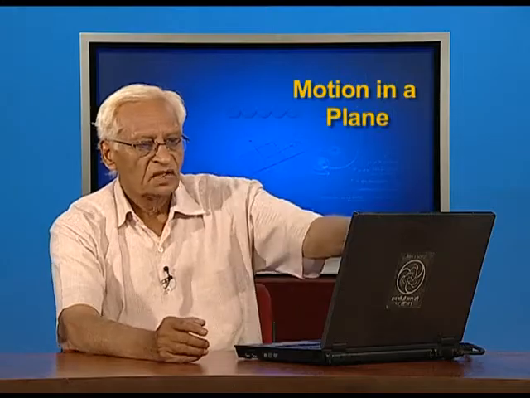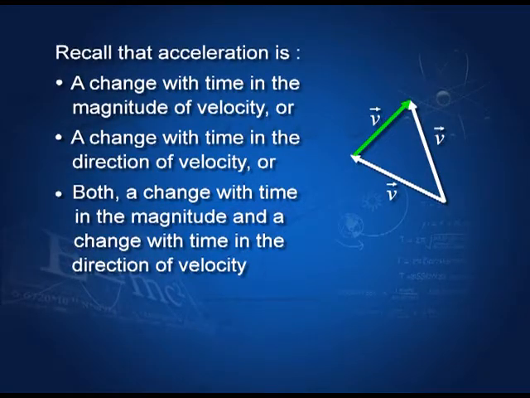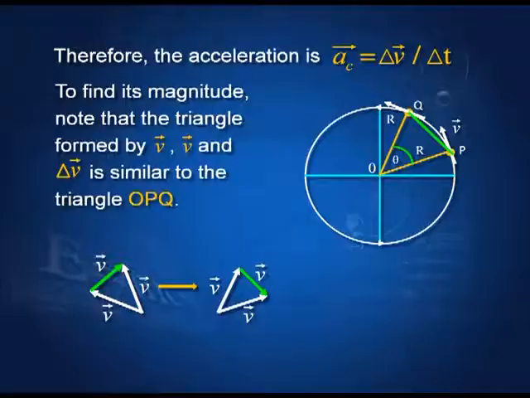How do you find the magnitude of this acceleration? The magnitude of the acceleration is obviously the change in velocity delta v divided by the time taken, delta t. So, we shall find delta v by delta t. How do you find that? We compare this triangle OPQ with this triangle formed by velocity v and change in velocity delta v. These two triangles are similar. Just to show you that they are really similar, I have rotated this triangle so that I have made it in the same direction as this triangle. So, you can see now that these two triangles are really similar.